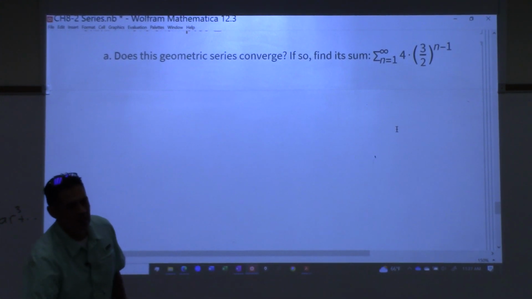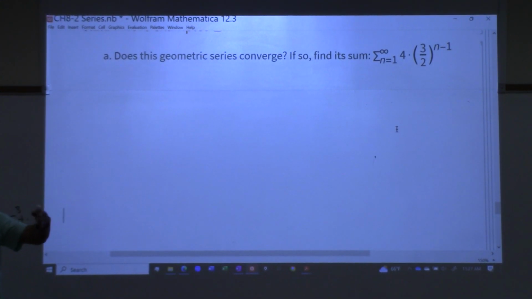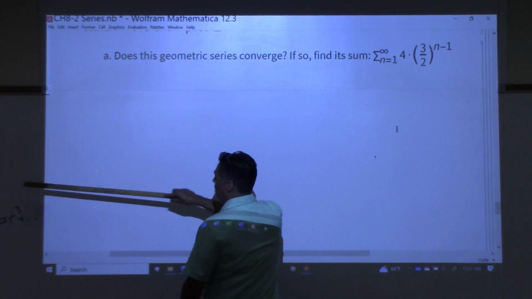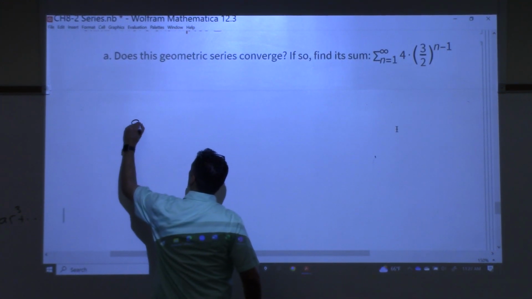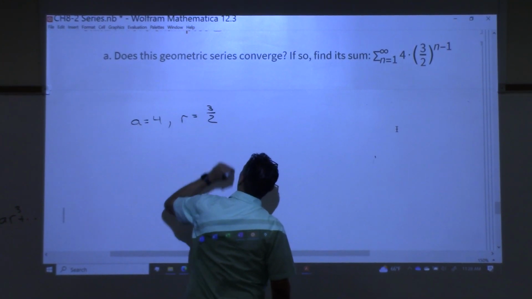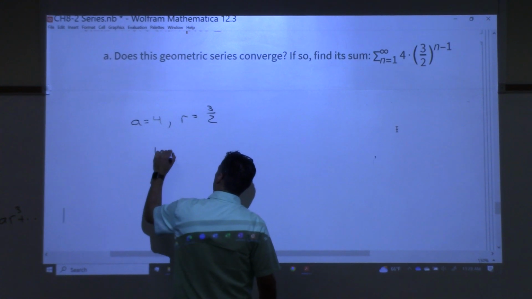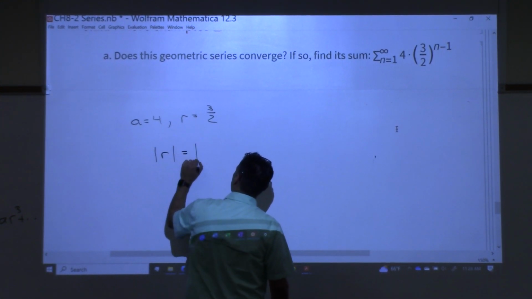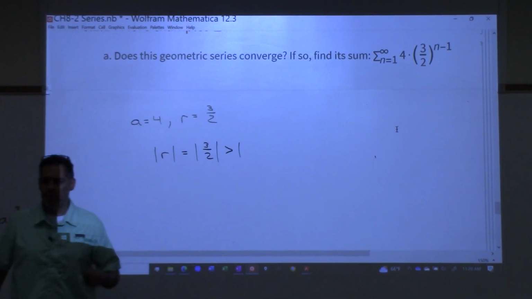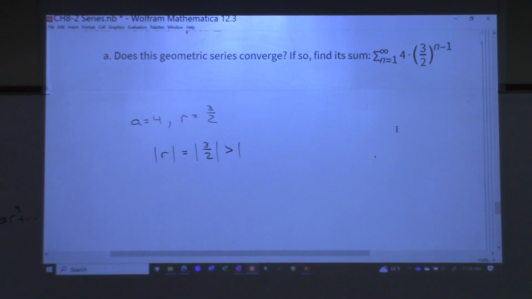Yes. I've just laid it out exactly the way it appears on the formula sheet, right? What's A? 4. What's R? 3 over 2, right? So this is exactly that form right there. So A here is 4, R is 3 over 2. And then I check, what's the absolute value of R? Well, that's the absolute value of 3/2. And that's bigger than 1, isn't it? Yep. Which means this diverges.